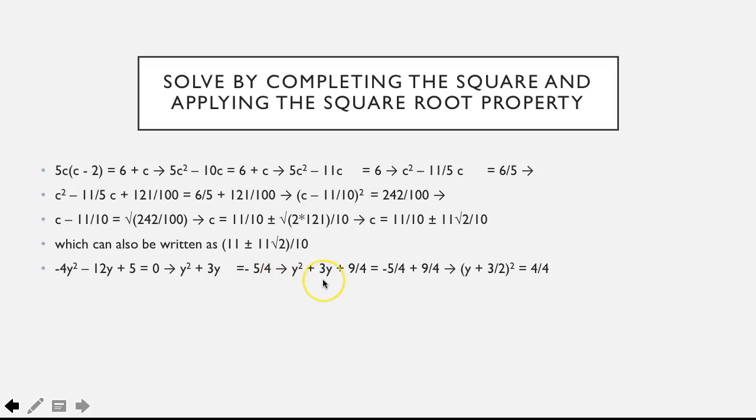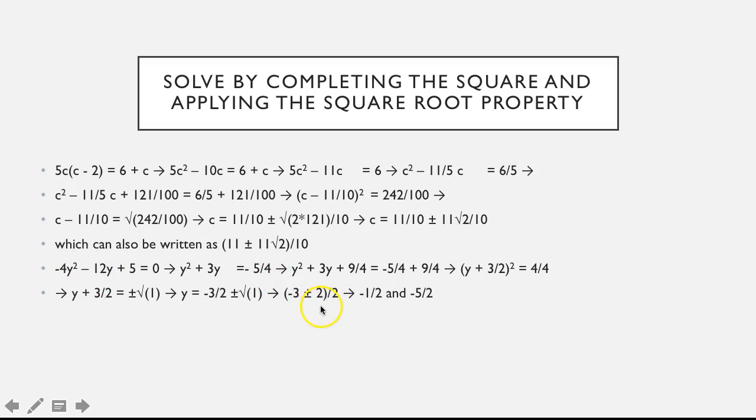You want to take 3 divided by 2 and square it, which is 9/4, and add it to both sides. When you do that, you get y plus 3/2 quantity squared equals 4 divided by 4. And then y plus 3/2 equals the square root of 1, and it's always plus or minus. So then y equals negative 3/2 plus or minus the square root of 1. And we got that by taking the square roots of both sides.